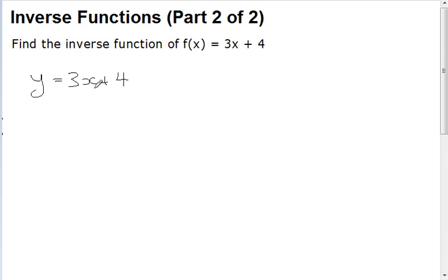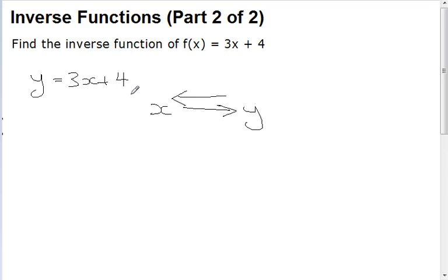So now what I've actually done is I've taken an input x, and I've done some things to it. So I've actually multiplied by 3 and added 4 in this case, and I've got an output y. Now to find the inverse function, I actually want to go backwards. I want to look at what the inverse operations are. So I'm going to need to take an input y and get an output x.